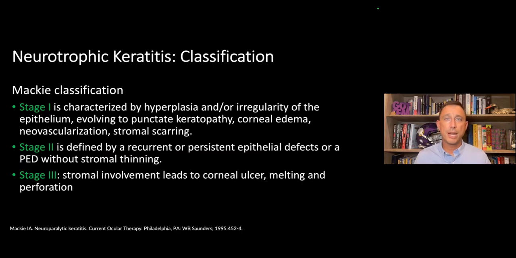Stage 2, persistent epithelial defect, like we just saw a minute ago. Stage 3, now you're getting into the tough stuff. This is where stromal involvement is there, the ulcer, you have melting perforation. Typically, this is going to be a patient that has had a herpetic condition for a long time, or they've had a chemical burn, a limbal stem cell deficiency, something along those lines. That's going to be your stage 3.